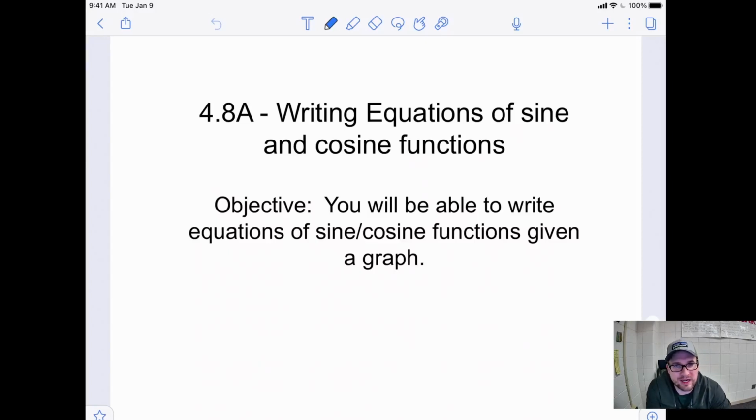Today we're going to be talking about 4.8a, which is writing equations of sine and cosine functions. Our objective today is that we're going to be able to write the equations of a sine and cosine function if we are given a graph.